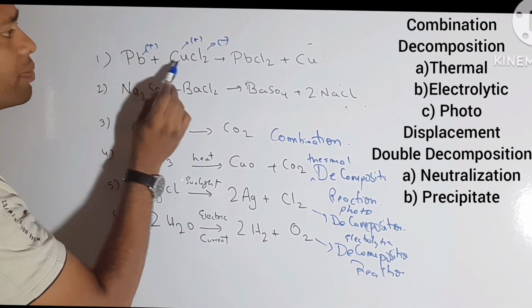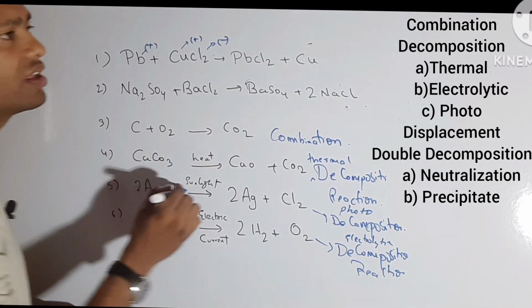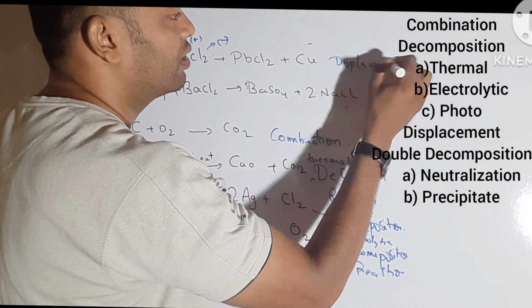So plus cannot make a bond with plus, so it should make a bond with this one. It's making a bond with this one, right? So it's a displacement reaction. Right answer.